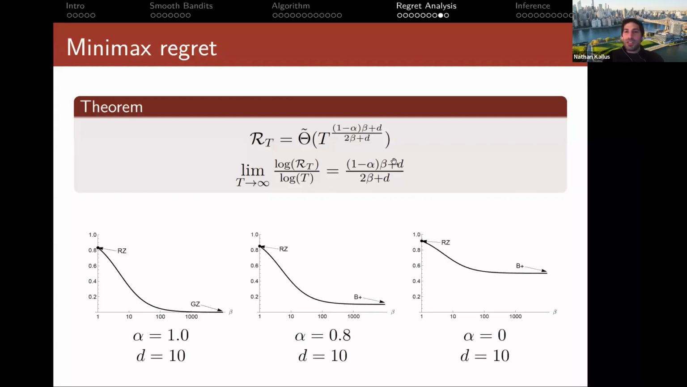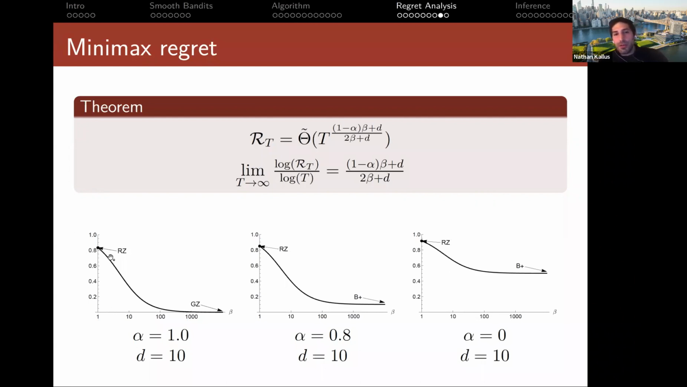So here I'm showing what this exponent is in different settings. Let's say that d is equal to 10, so we have 10-dimensional context variables, and alpha is equal to 1. So we're looking at the sharpest possible, or let's say sharpest interesting, margin for this problem. When beta is equal to 1, we're just assuming that these functions are Lipschitz. This is exactly the problem that Rigollet and Zeevi studied. And indeed, this exponent here matches exactly that 0.86, or whatever number I showed in the slide in the beginning.